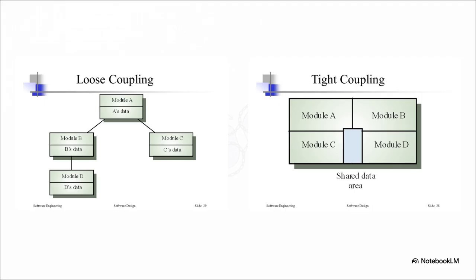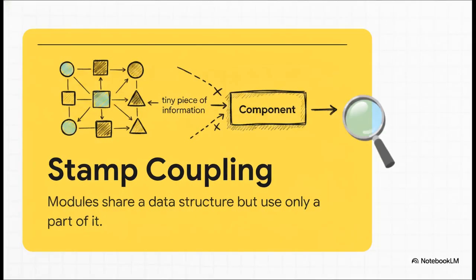In that tight system, one tiny change to the shared data can trigger cascading failures across all your modules at the exact same time. Let's zoom in on a specific, super common pain point, stamp coupling. This happens when you force a component to know about complex data structures it absolutely doesn't need, just so it can grab one tiny piece of information.